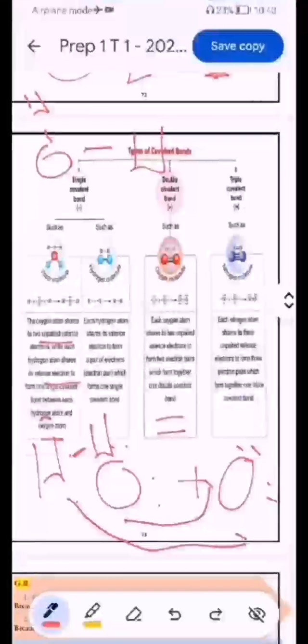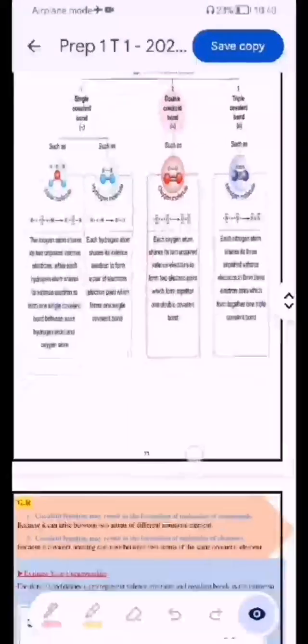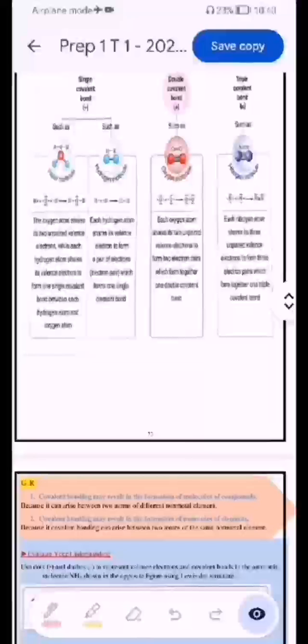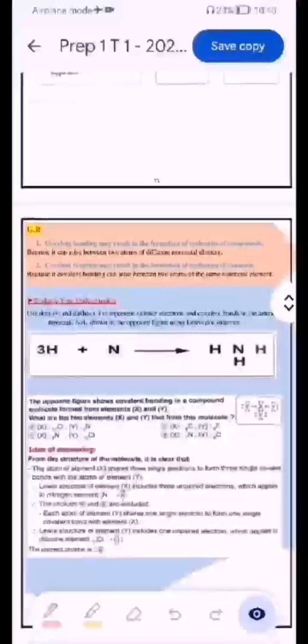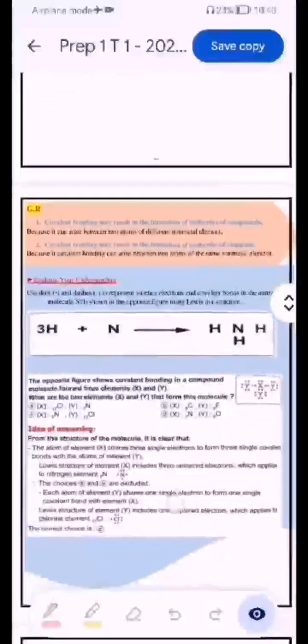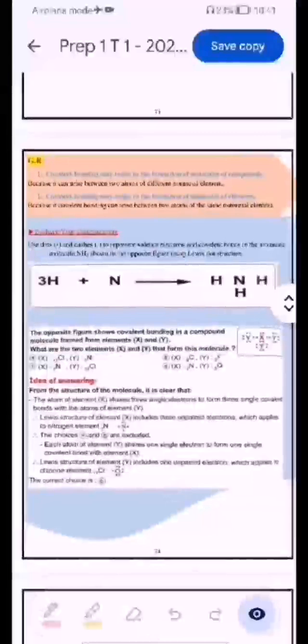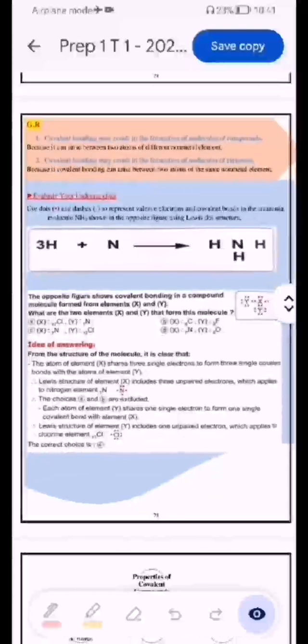Okay, so we have 3 types of covalent bond called single, double, triple. If asked, give reason: covalent bonding may result in the formation of a molecule of compound, as we said before, because it arises between what? 2 atoms of different non-metal elements. Compound means different elements, okay? But molecule of element means the same or identical element, okay?